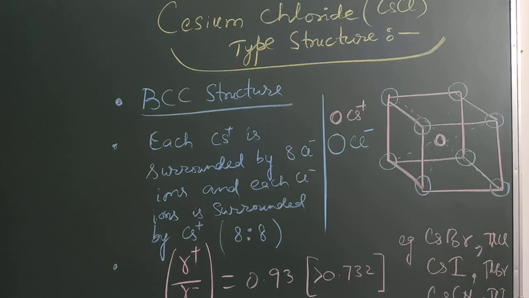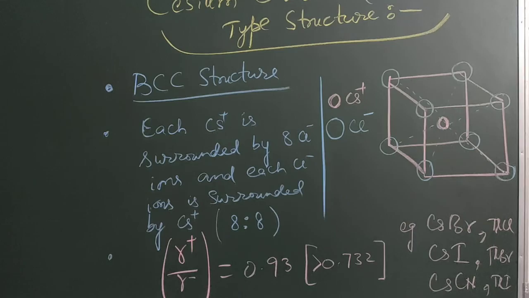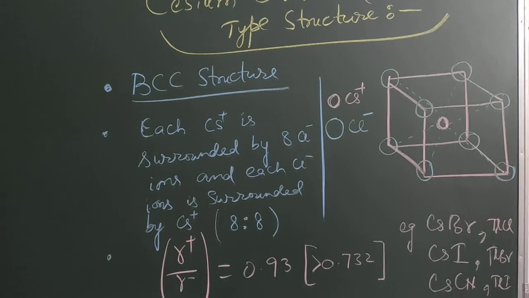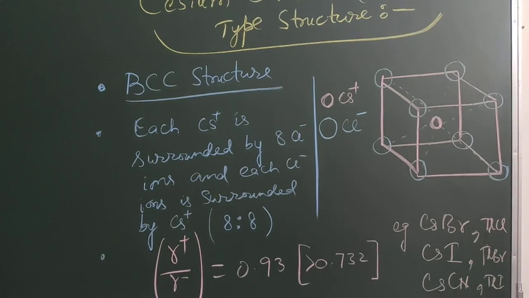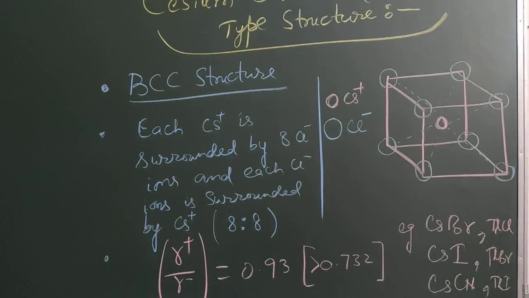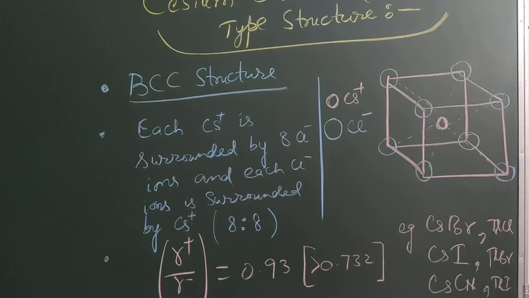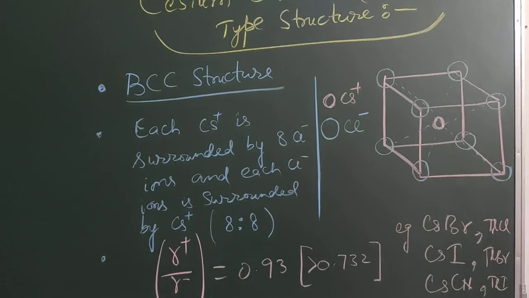If the radius ratio is greater than 0.732, then the coordination number is 8. So in this cesium chloride structure, the cesium ion is present at the body center, whereas the chloride ions are present at the corners of the cube. Other examples include cesium bromide, cesium iodide, cesium cyanide, thallium chloride, thallium bromide, thallium iodide, even thallium cyanide.